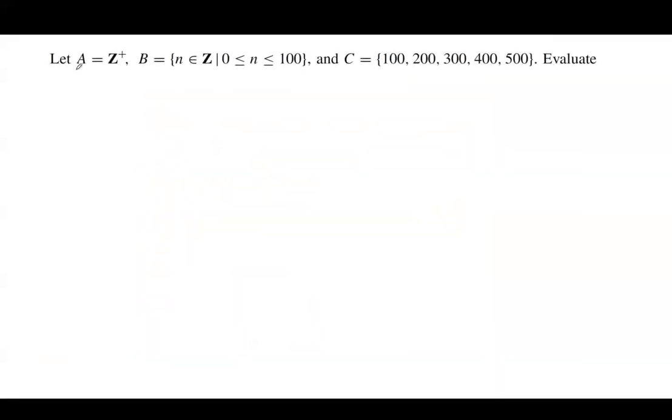Consider the following set. A is positive integers. B is the set of all integers that are in between 0 and 100 inclusive. C is the set including 100, 200, 300, 400, 500. Question says, evaluate the truth and falsity of each one of the following statements.